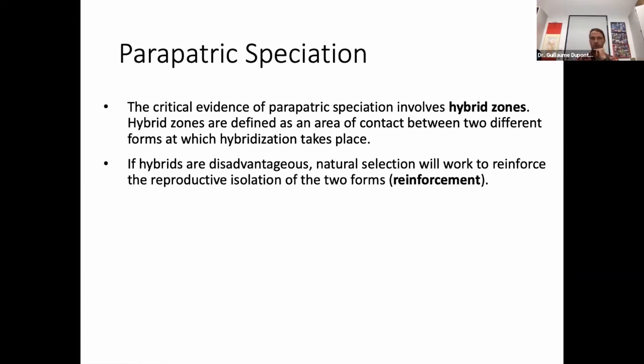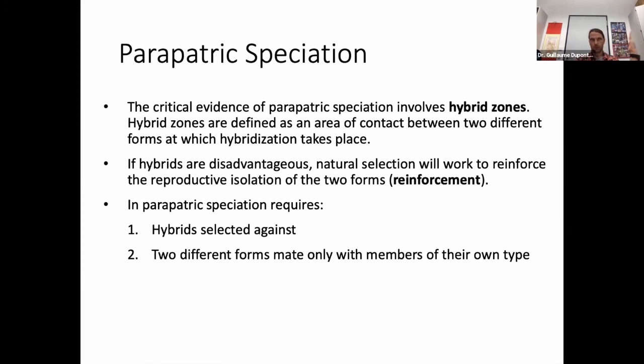However, there's no selection for the hybrids. Instead, natural selection will reinforce reproductive isolation of the two forms, a mechanism which is termed reinforcement. So the two phenotypes, for instance, are maintained and the intermediate form is selected against. So parapatric speciation requires that there's selection against hybrids. If that wouldn't be the case, we would never split these populations into distinct species.